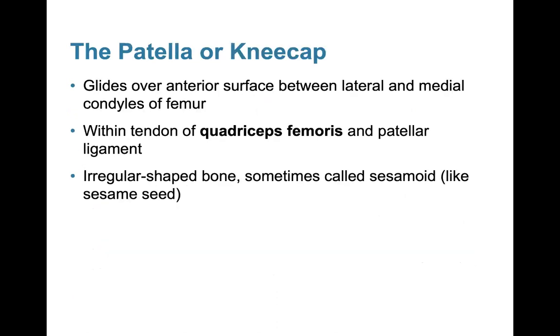The patella or kneecap glides over the anterior surface between the lateral and medial condyles of the femur, within the tendon of the quadriceps femoris and the patellar ligament. Irregular shaped bone, sometimes called a sesamoid bone because it looks like a sesame seed.